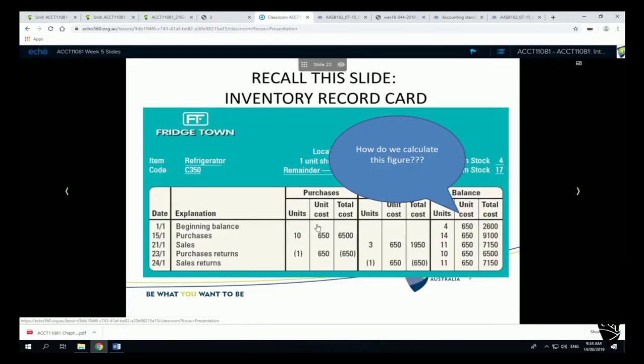All right, now we're going to move on to looking at the methods of accounting for inventory. The study guide refers to these as our cost flow assumptions. If you recall this slide, which I've put up on the PowerPoint slides now, this was showing an example of that fridge inventory record file. What we're actually going to look at now is how do we value our ending inventory on our balance sheet, and hence how do we value that cost of goods sold on our income statement. So how do we calculate this figure?